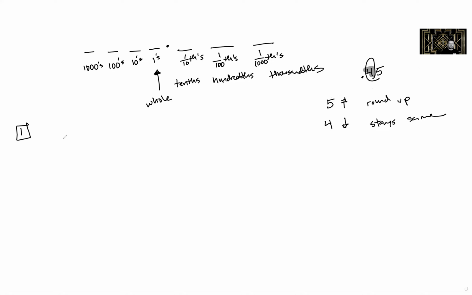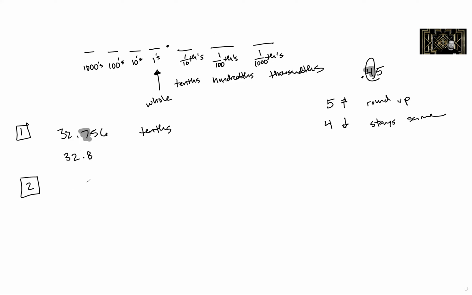Number 1, 32.756. If I asked you to round to the tenths place, you go in, highlight or circle the place value that you're rounding to, in this case tenths. That's 1 spot after the decimal. I look at the number that's adjacent to it. That's a 5. So because it's 5 or higher, this will become 32.8.